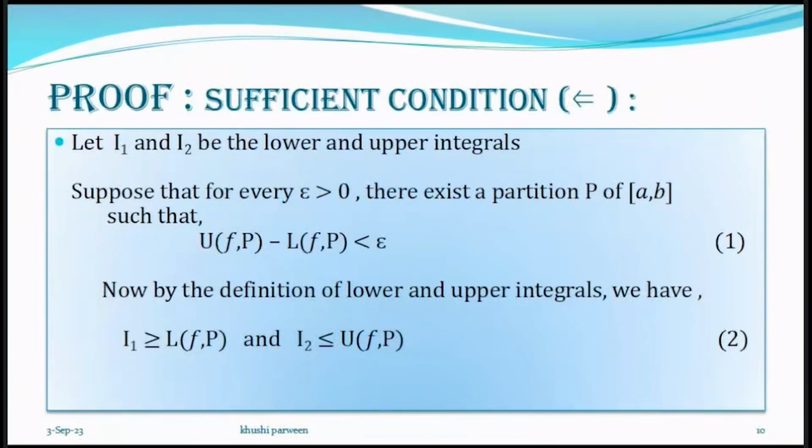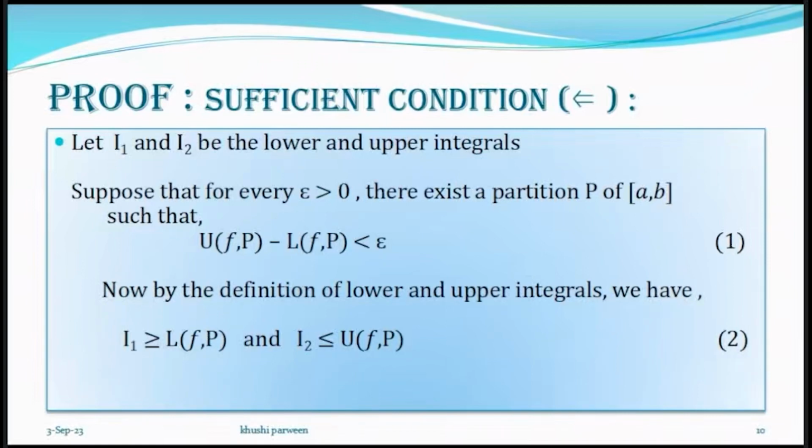So proving this theorem, we start with: let I1 and I2 be the lower and upper integrals. Suppose that for every positive epsilon, there exists a partition P of the closed interval [a, b] such that the upper Darboux sum minus the lower Darboux sum is less than epsilon. This is our given condition. We assume that the condition is satisfied.